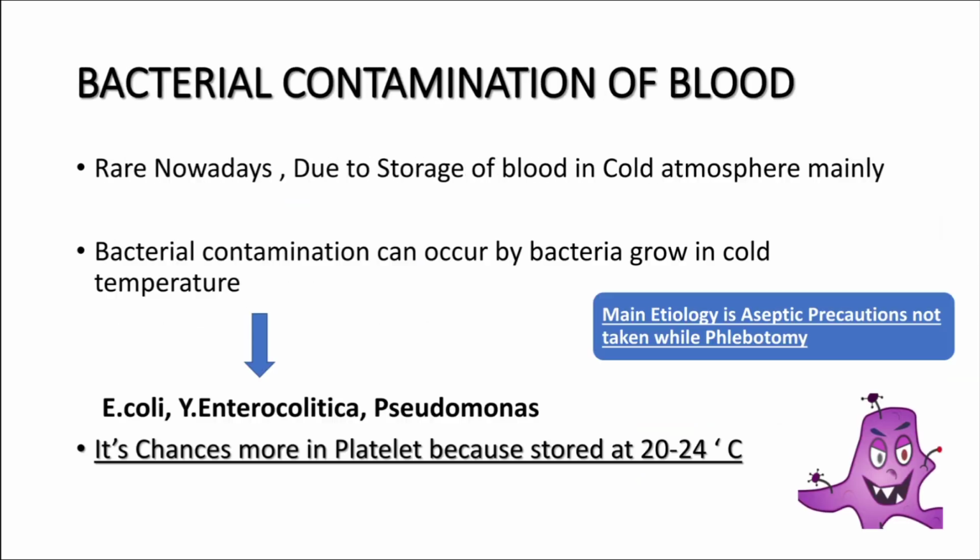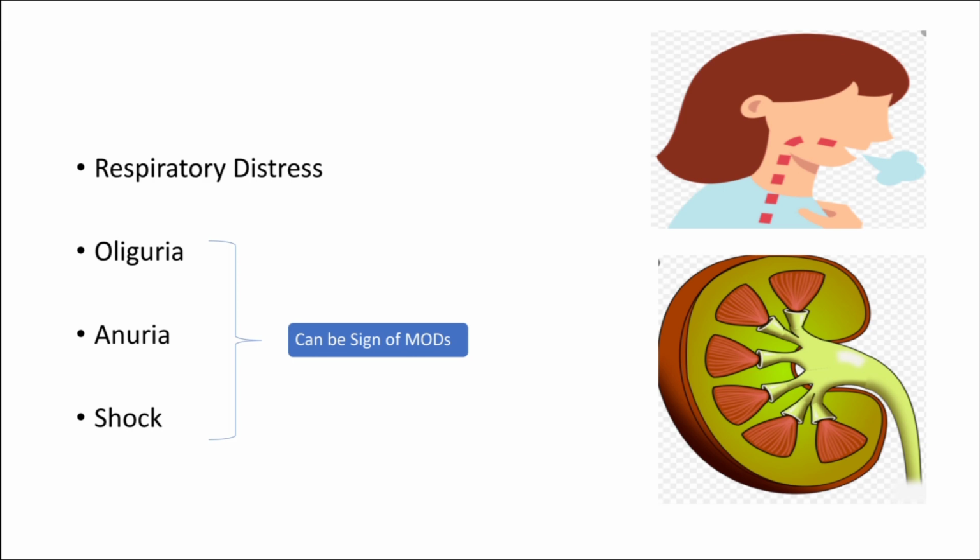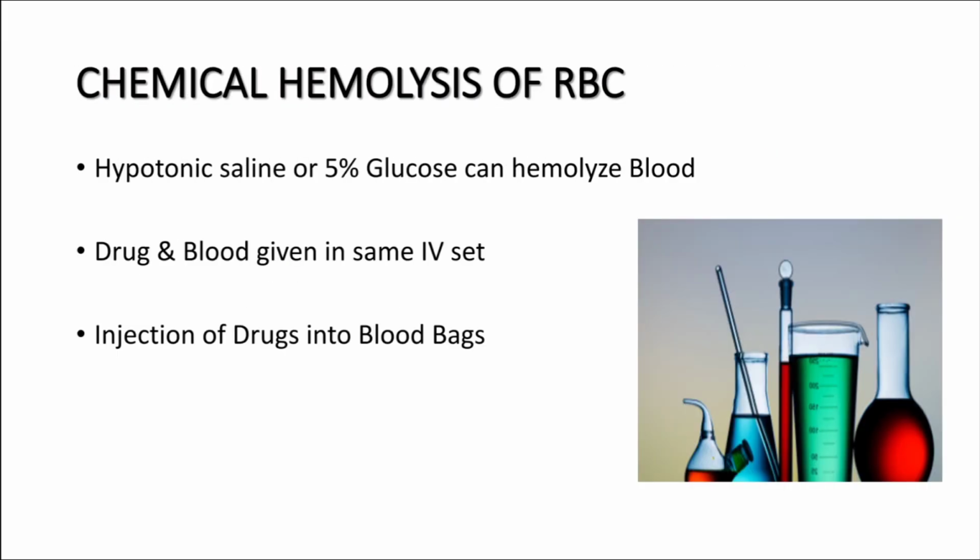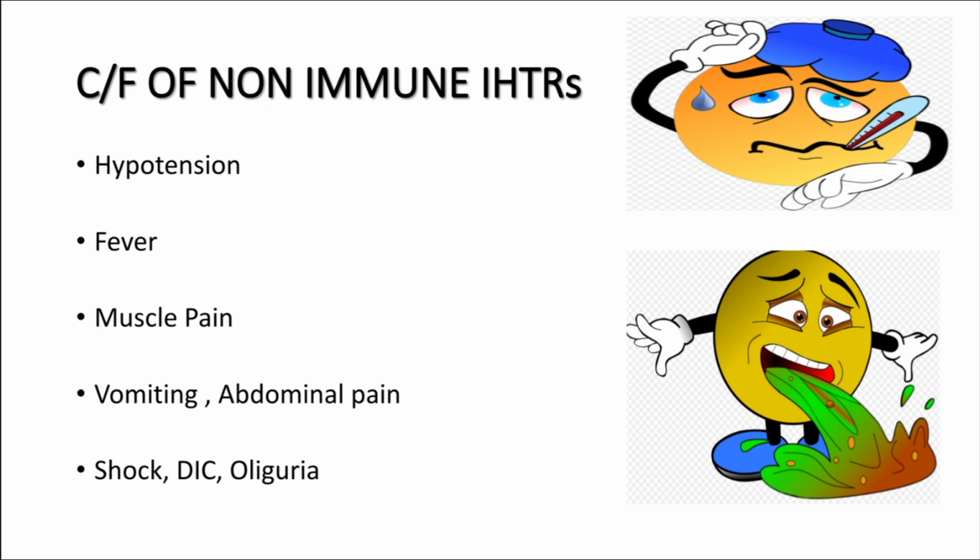Both these immune and non-immune IHTR are immediate hemolytic transfusion reactions, right? All right. What is the clinical feature of such non-immune IHTR? The clinical features are the same as before: fever, muscle pain, hypotension, etc., because of hemolysis or cytokine release. But additionally, here the patient can have abdominal pain and vomiting, which is commonly observed, right? And if multi-organ dysfunction occurs, then the patient can have DIC, oliguria, and shock.